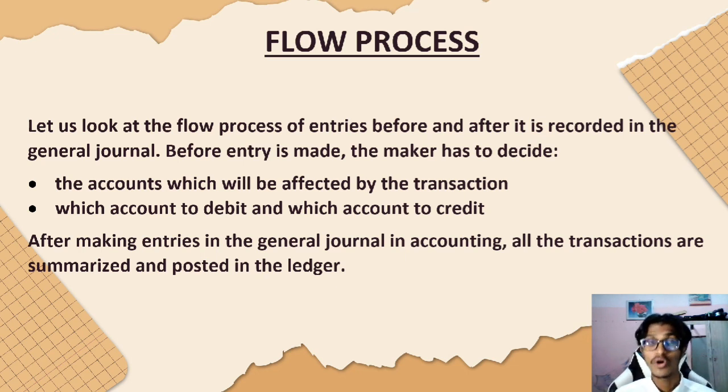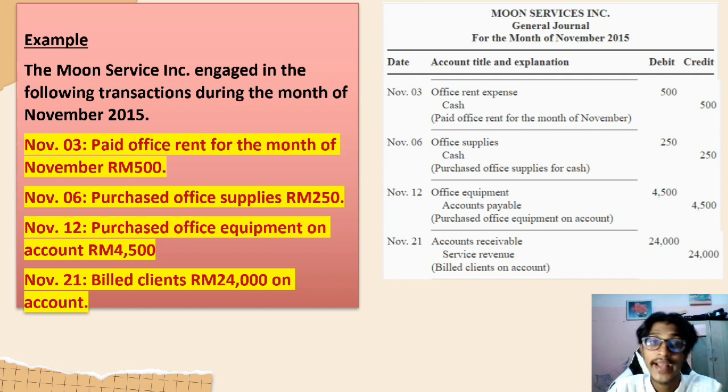The example is: the owner buys office equipment by cash. So the owner has to decide what accounts are affected by the transaction. Based on the statement I gave, the accounts affected by this transaction are office equipment and cash. So the owner has to decide which account to debit and which account to credit. This is the flow that the maker has to decide. After making entries in the general journal in accounting, all the transactions are summarized and posted in the ledger. Now, let's look at an example of how to record in the general journal.